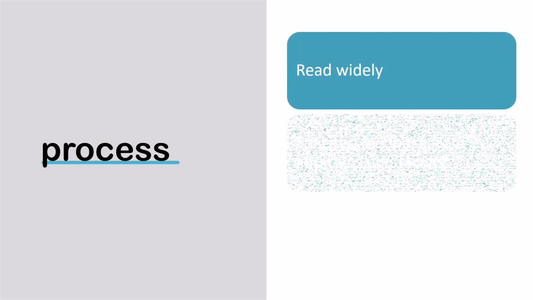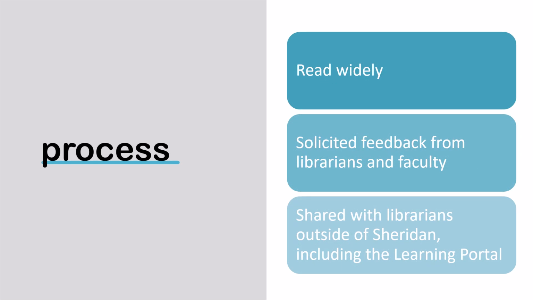I started by reading widely. I combed through library databases, Google Scholar, and the LibGuides community to see what information I could find. As I started putting together outlines and filling in some of the content, I solicited feedback from librarians and faculty from my institution. And then, as the book began to take shape, I shared the content with librarians outside of Sheridan, including staff from the Learning Portal, who kindly looked over some of my core content, offering feedback and suggestions.